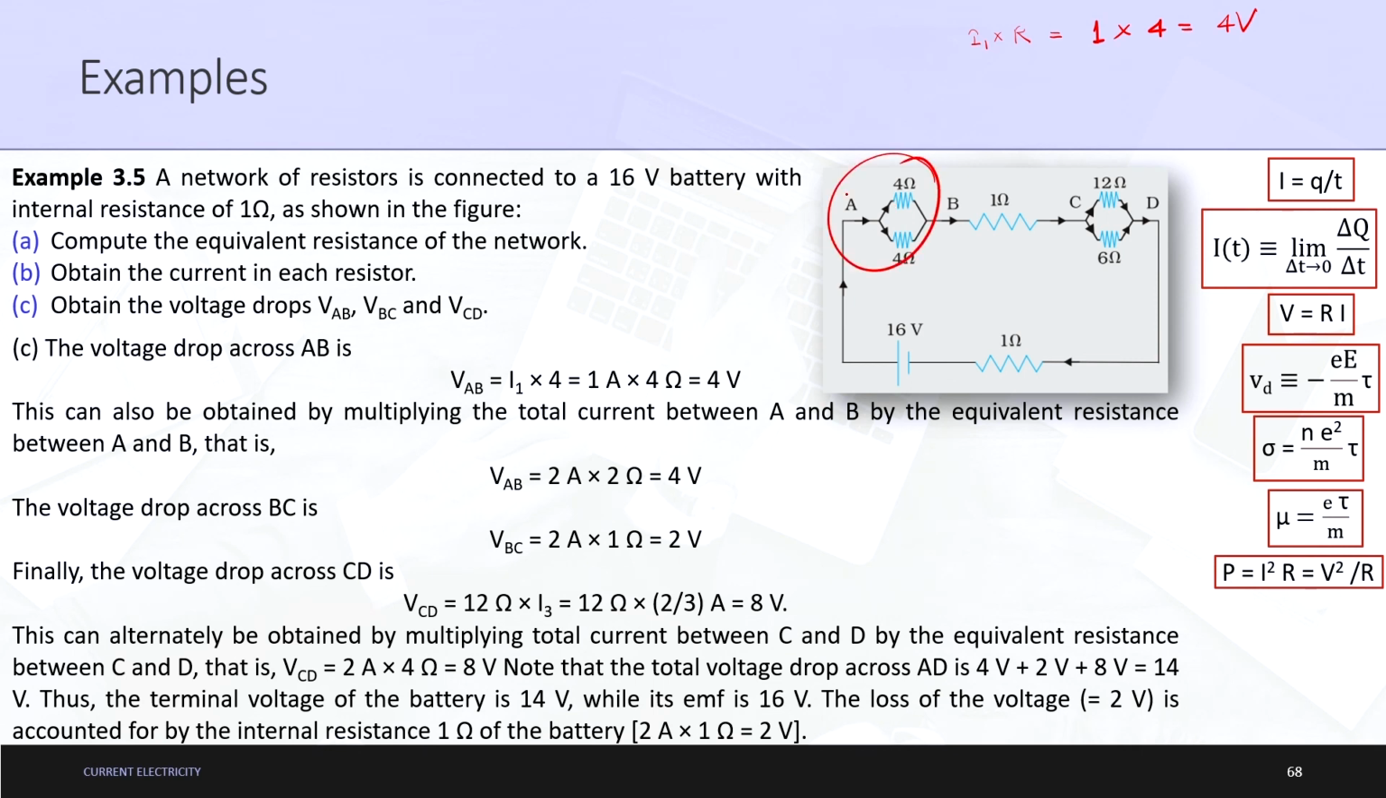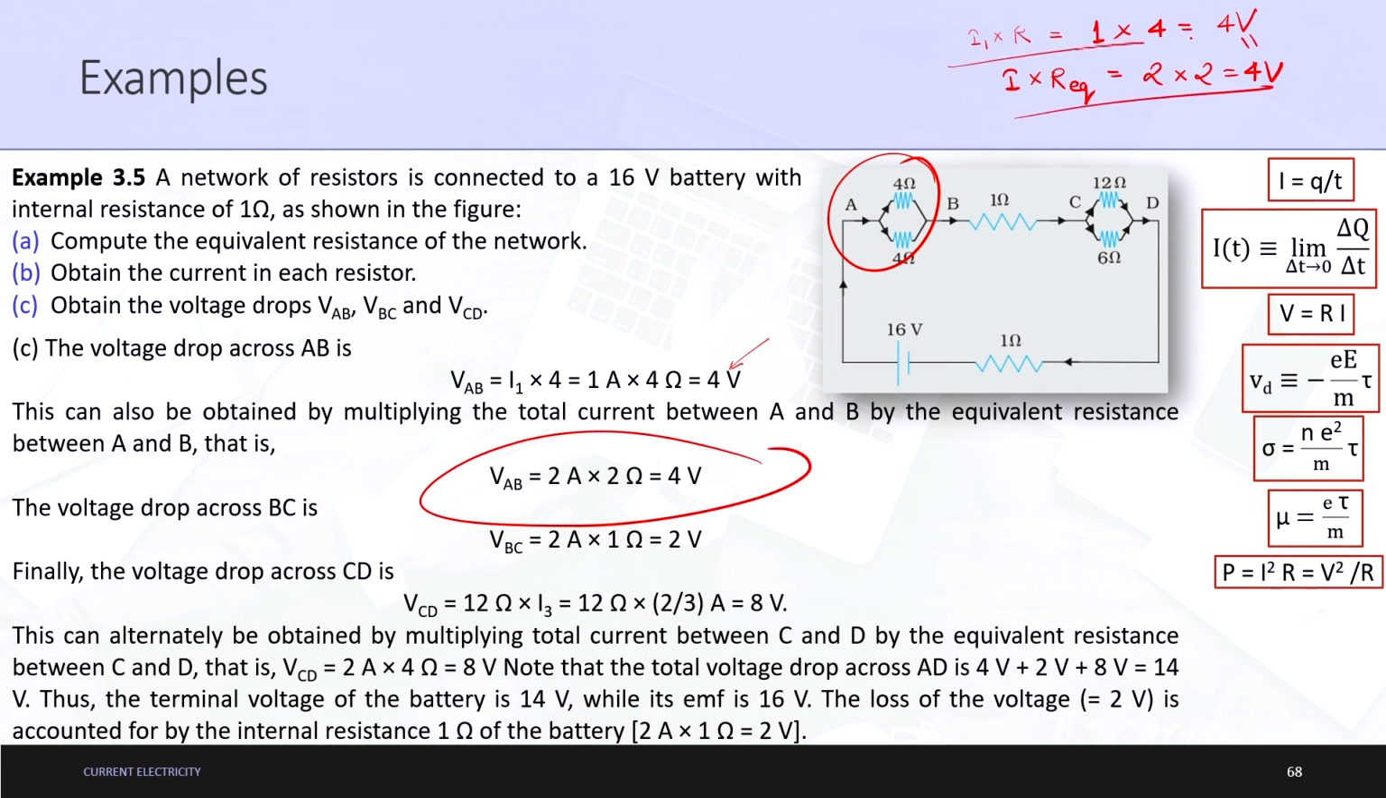Similarly, we can do it for the complete block also. The complete current which is passing into the equivalent resistor here is 2 amperes, and the resistors 4 and 4 in parallel give you 2, hence it is again calculated as 4. As you can see, both the calculations are the same. So VAB is I1 into 4, which is equal to 4 volts. This can also be obtained by multiplying the total current between A and B by the equivalent resistance between A and B, that is V equal to 2 into 2. This is the same thing which I obtained here.